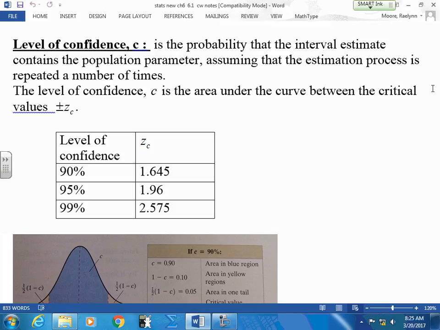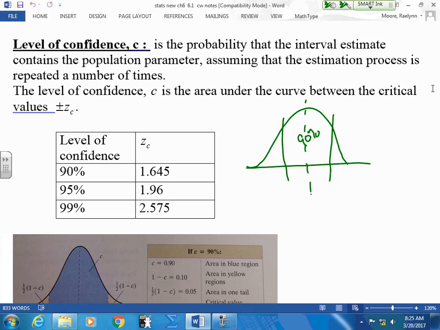The level of confidence is the area under the curve between two values. This is different, and this is important. Notice whenever we find the z-score for our level of confidence, so in other words, if 90% falls in the middle, it's symmetric to the mean. If this is 90%, this has one z-score and this has the same z-score, negative and positive. My chart only has the positive. I only want the positive z-score.